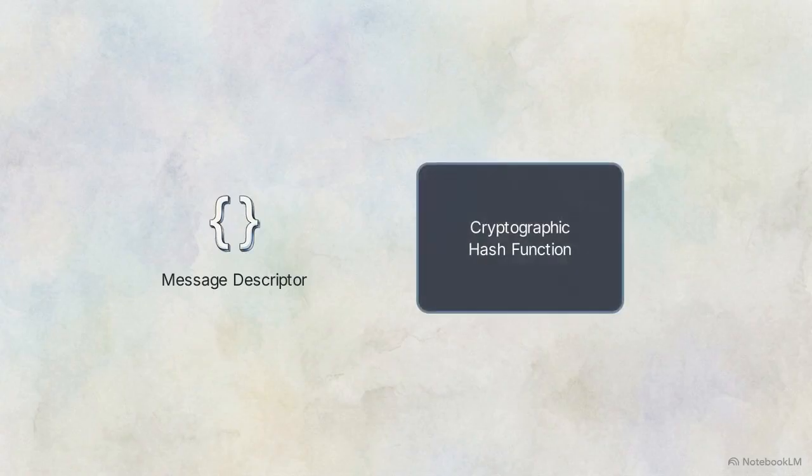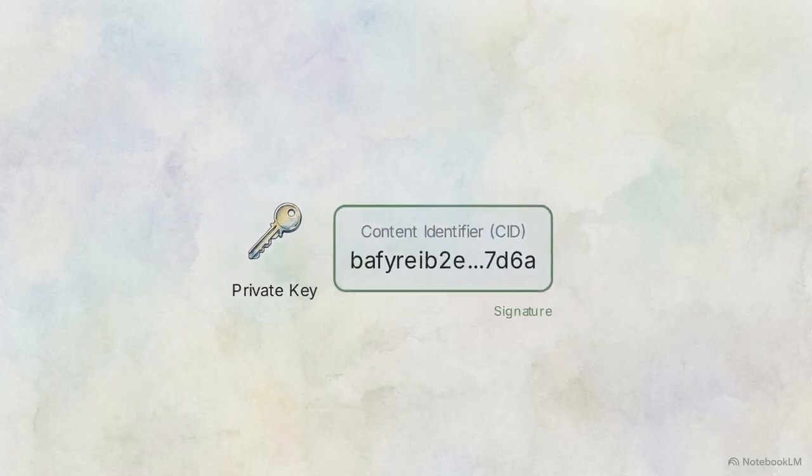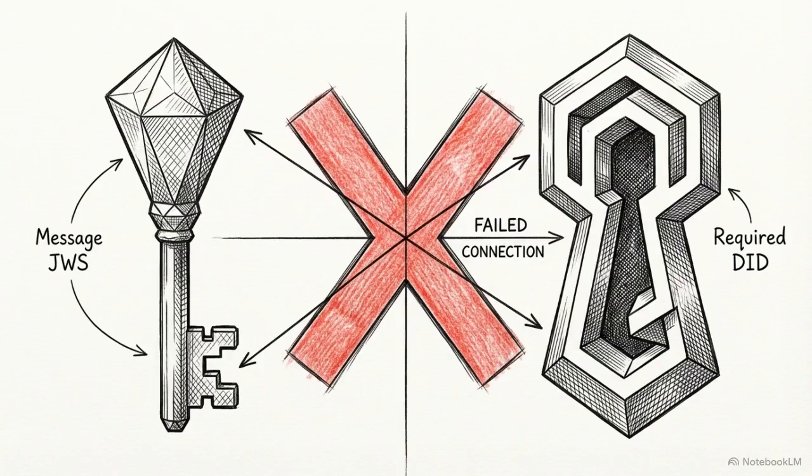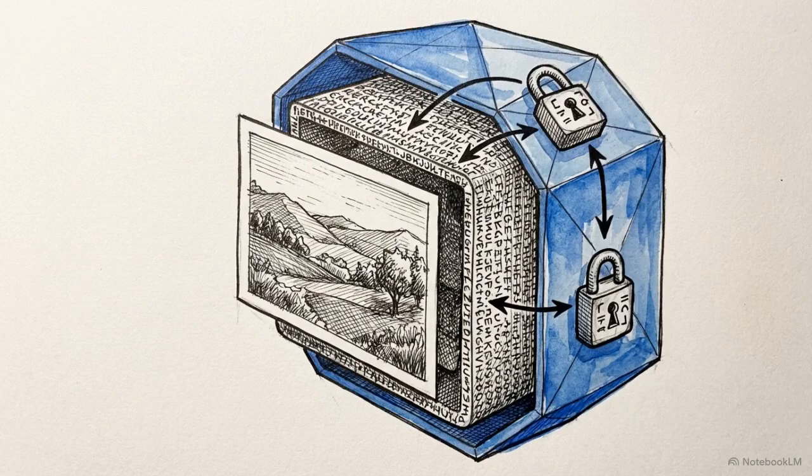As shown here, the first step of this process passes the JSON message descriptor through a cryptographic hash function, outputting a unique alphanumeric string known as a content identifier, or CID. This CID is then signed by the sender's private key, wrapping it into a general JSON web signature block labeled authorization. If a message arrives lacking a valid JWS that mathematically matches the required decentralized identifier, the DWN natively rejects it. Beyond message integrity, protecting the payload content requires a dual-layer encryption model to ensure that data remains inaccessible to anyone but the intended recipient.